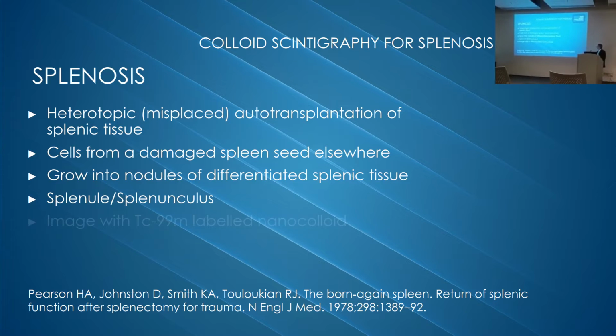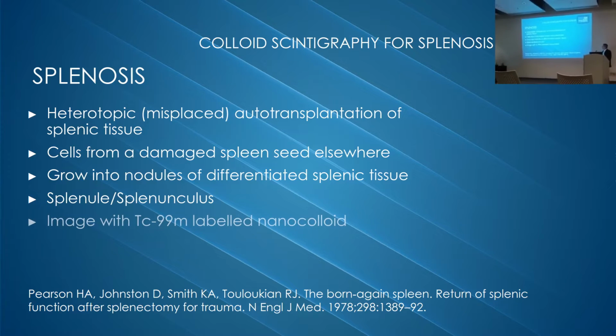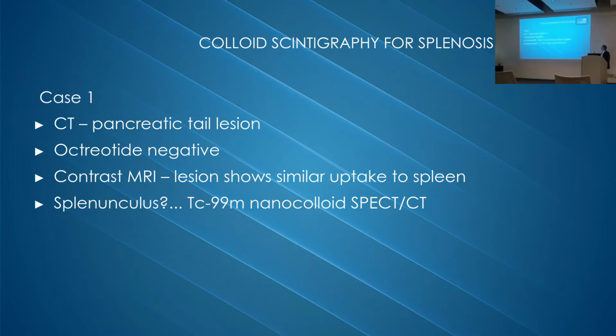How do we image a splenunculus? It's quite simple. We image with technetium-labeled nanocolloid, which is avidly taken up by splenic tissue, and that's whether it's a native spleen or a splenunculus. Said one already. Okay, so let's see some images.